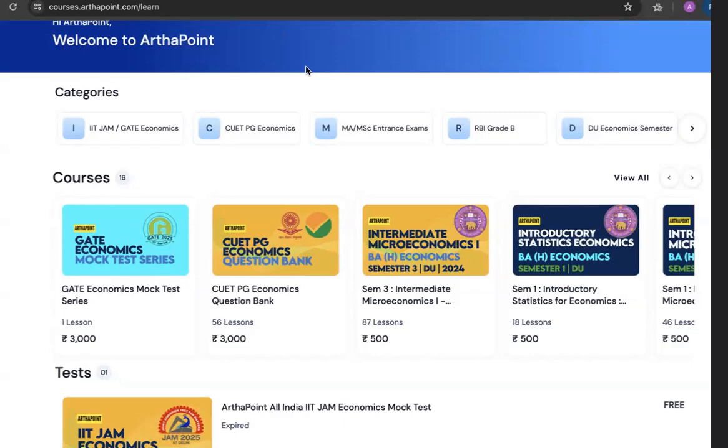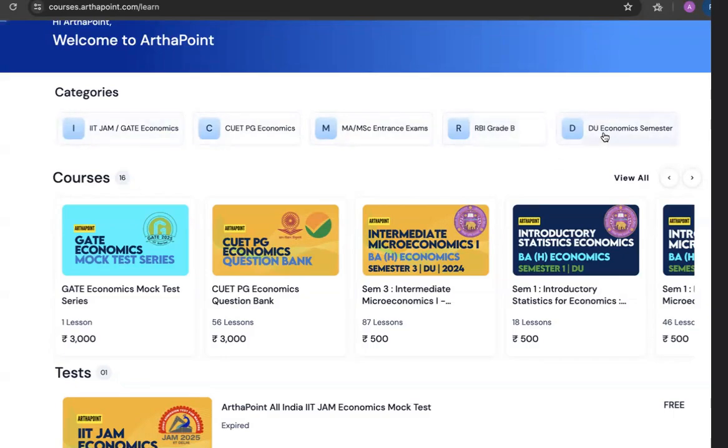Hello everyone, welcome to the portal of ArthaPoint, which is courses.arthapoint.com/learn. And here on this portal, beta, you can go ahead and have a look at various categories of courses, which is IIT JAM, CUET, MA Economics, DEPR, DU semester courses and whatnot.